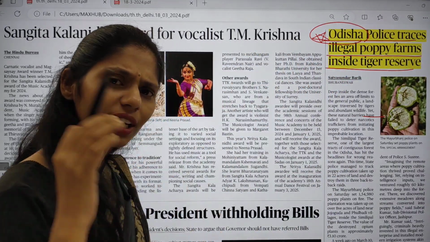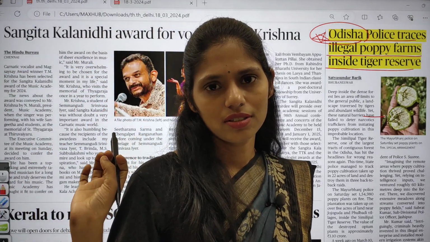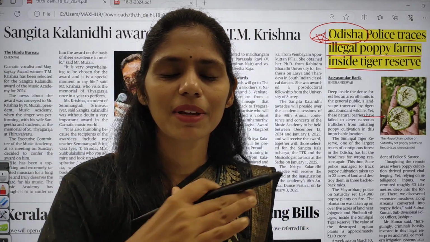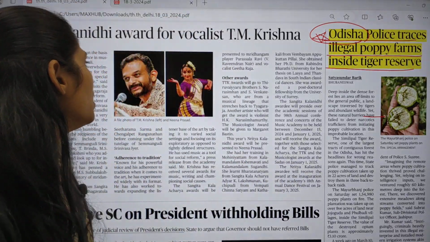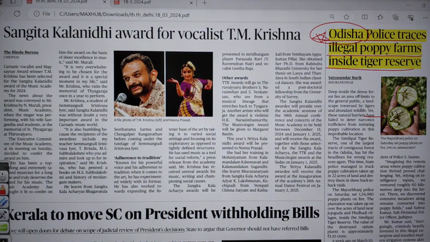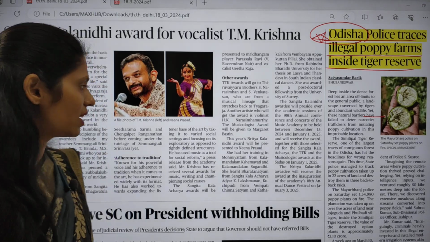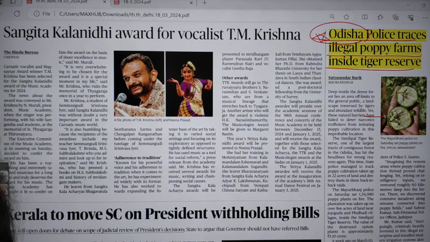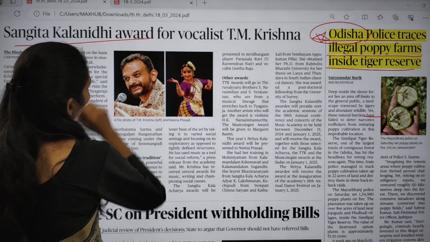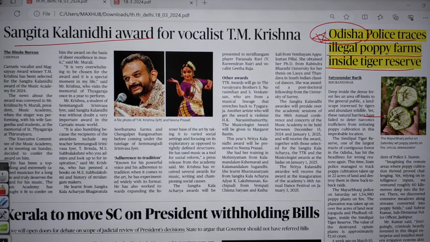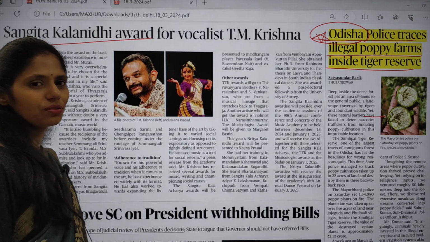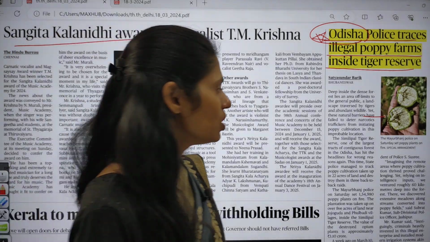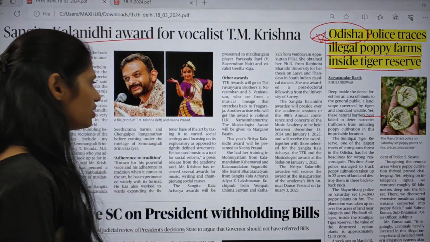So in this we also can expect simple questions. It is not like UPSC will be giving all tough questions. It's not like that at all. And if you are preparing for other state service examinations, there is one more article for you: Sangeet Kalanidhi Award for vocalist T.M. Krishna. So here you have to know about the Sangeet Kalanidhi Awards. It is for music.